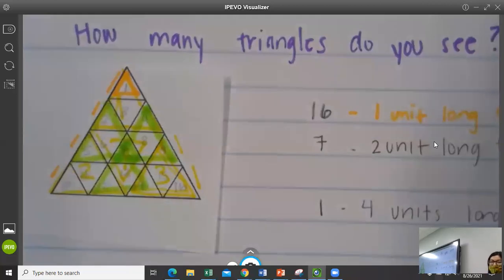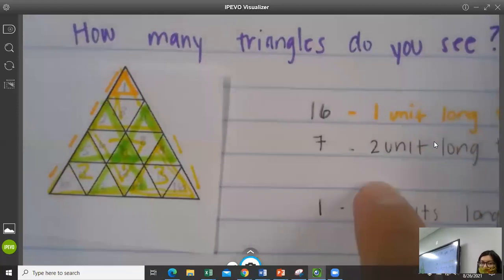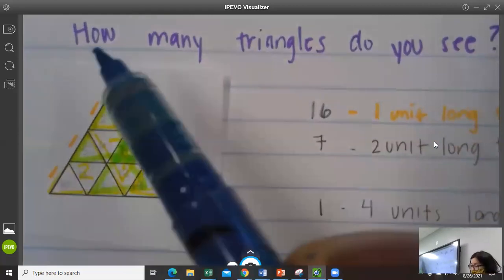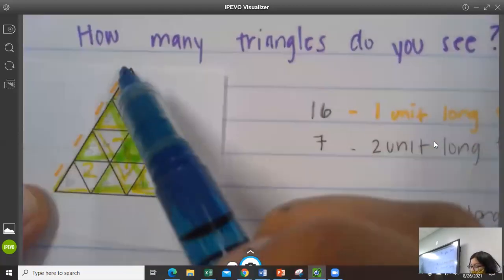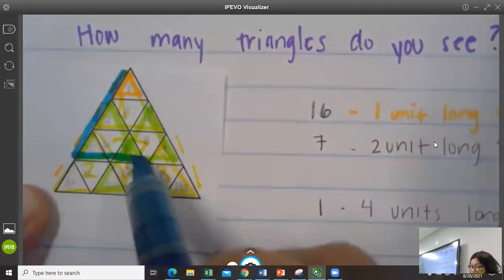Now the last kind. So we did 1 unit, we did 2 unit, we did 4, so now we're missing the 3 unit. If you're not sure, I'll mark it with a different color. Hopefully you'll be able to see it. So this is what I mean by 3 units. If we say this is 1 unit, this would be 2, this would be 3. So then we can make a triangle right here.